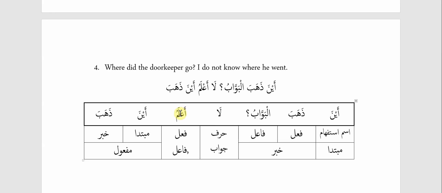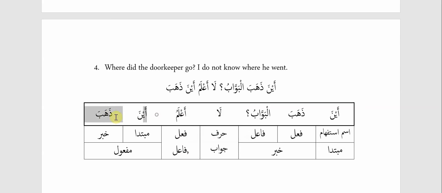To know is علم يعلم. The first person singular version of that is أعلم, I know. So that's فعل and your فاعل, that's your verb and your doer. Your doer is أنا, it's within it. لا أعلم, I do not know.